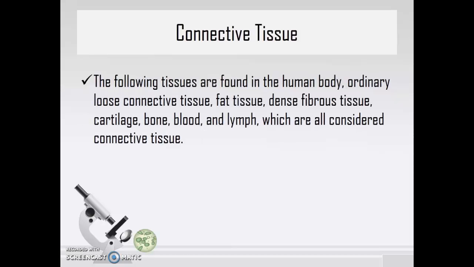The following tissues are found in the human body: ordinary loose connective tissue, fat tissue. What is the function of fat tissue? The function of fat tissue is that it insulates our body. Dense fibrous tissue, cartilage, bone, blood and lymph are all examples of connective tissue.